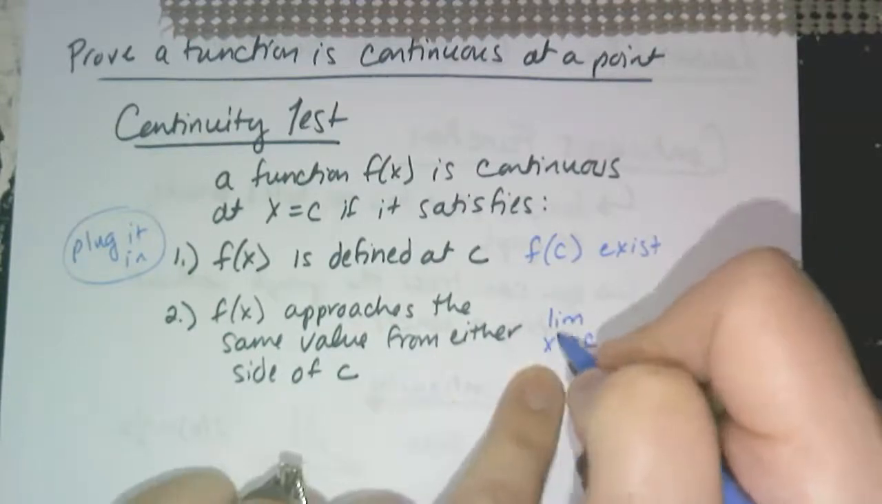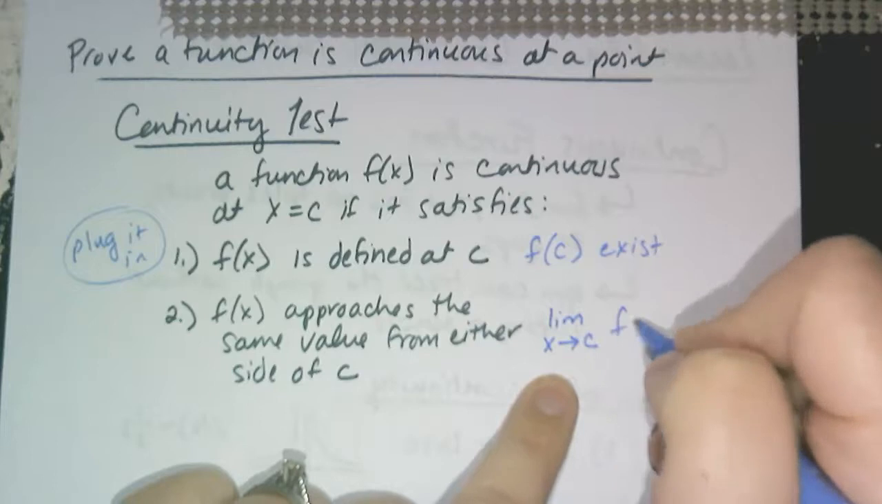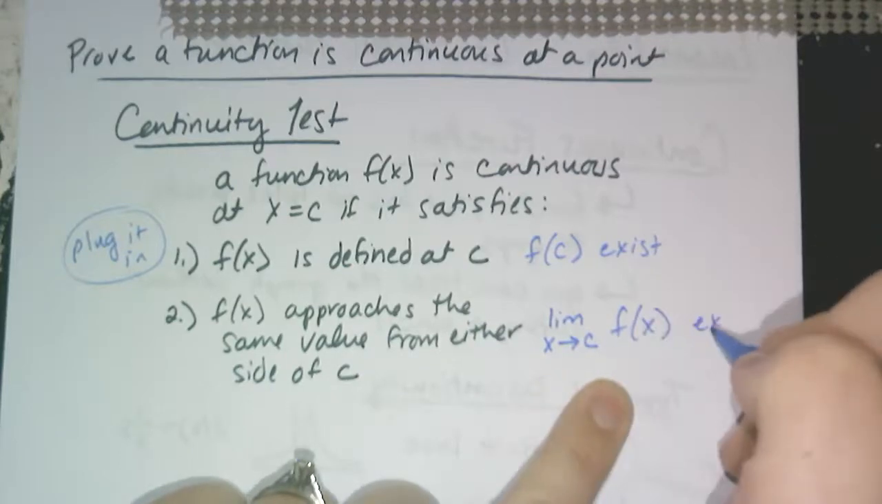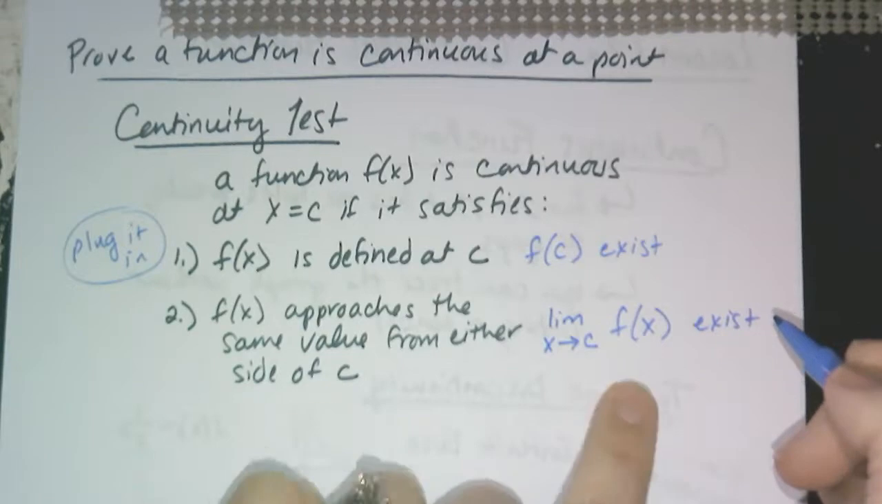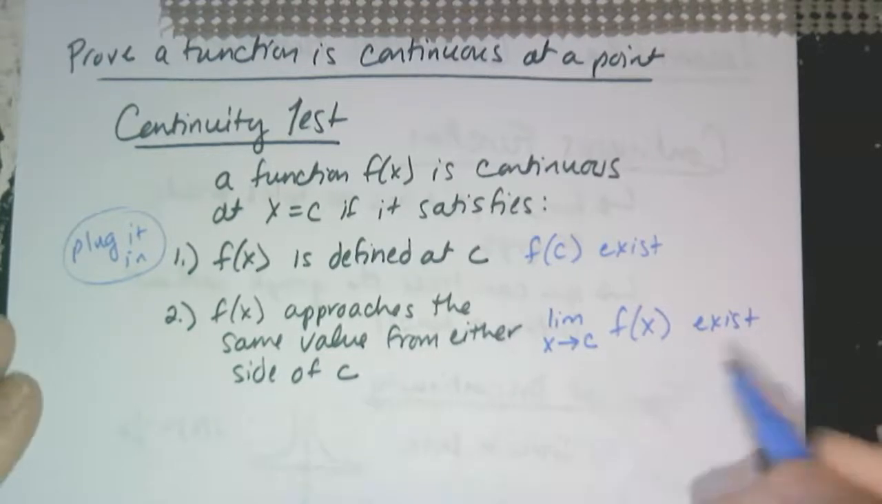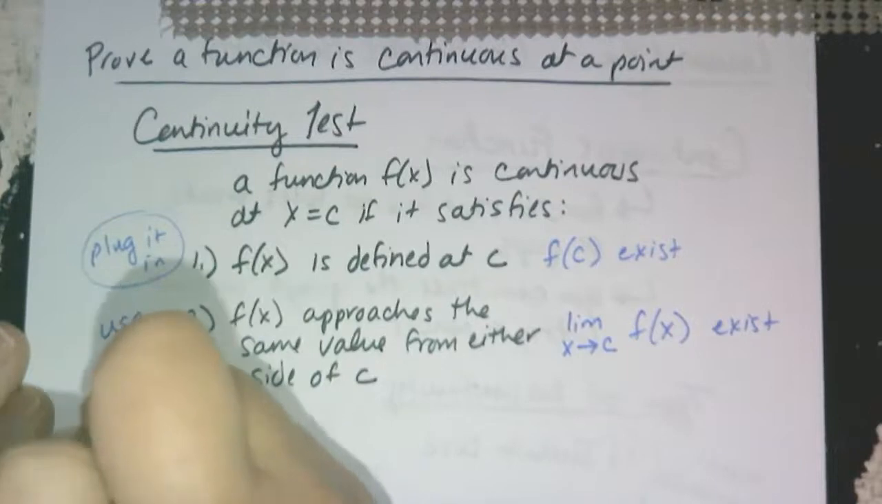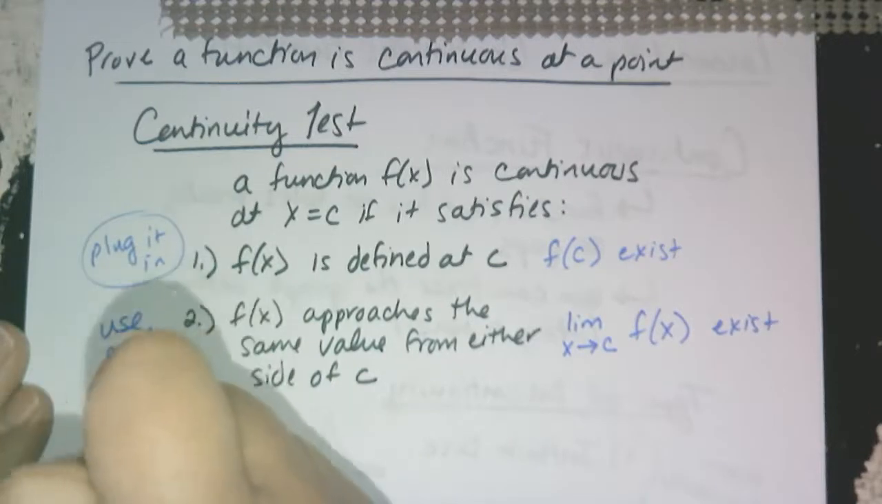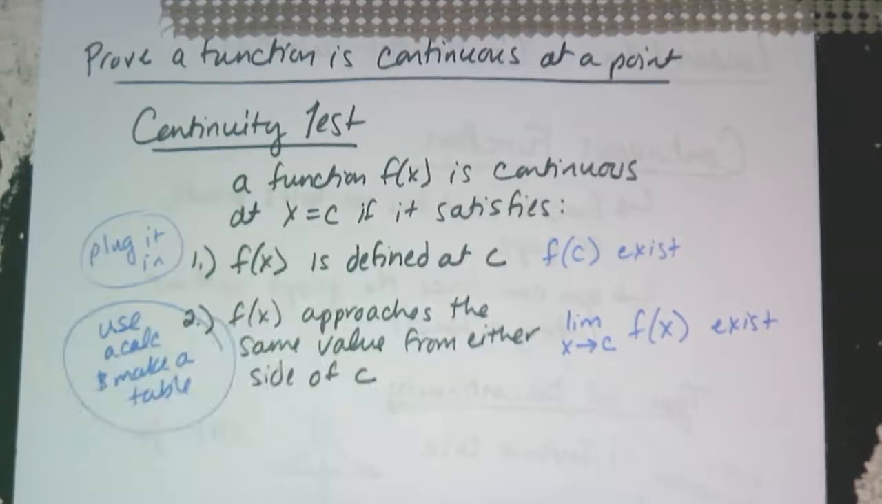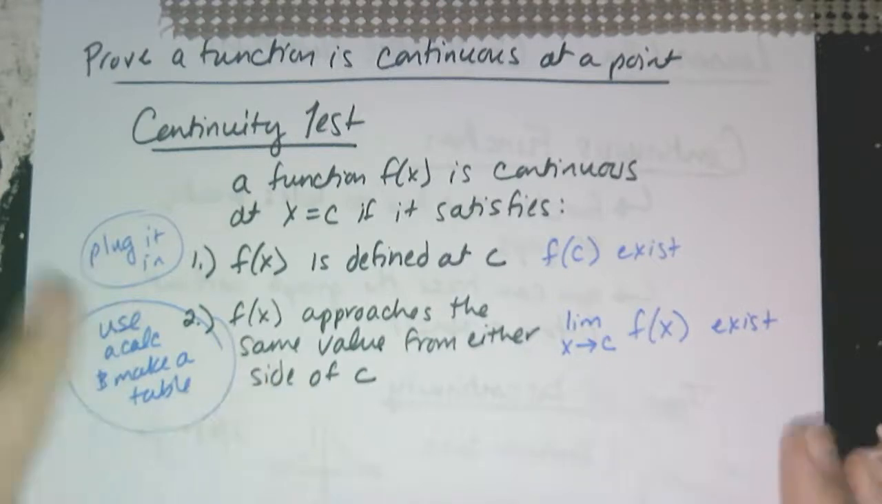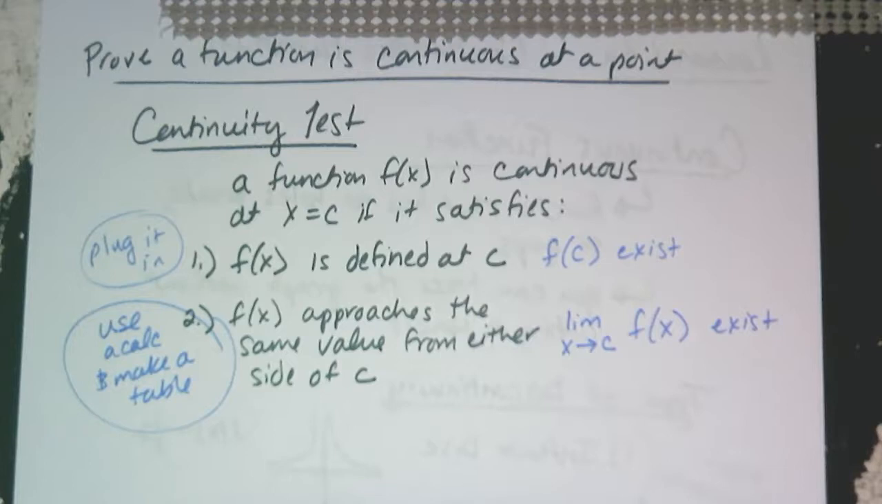Okay, so again, the mathy way of writing it, you would say the limit as x approaches c, you write lim, of the function. Does it exist? That's what we're looking for in this number 2. Well, how are we going to prove that it exists, Mrs. Setta? Well, you're going to use a calculator and make a table. That will be your second step. Again, if what I just said is too mathy for you right now and you don't understand it, it's okay. I promise you when we do an example, it'll clear itself up in a minute.